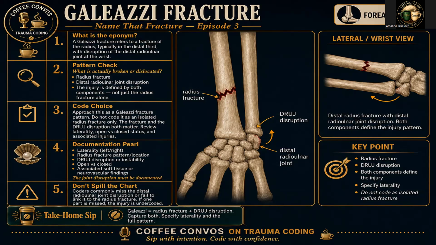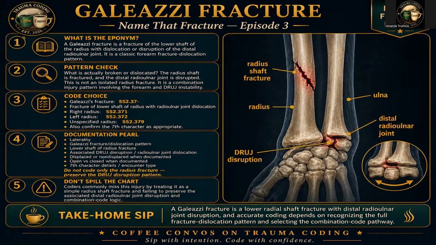And that is important because as we start to look at that fracture pattern, we understand it is going to impact our code choice. When we start asking, is this an isolated, a combination code, or a fracture plus a separate associated injury, we can quickly determine through the teaching today that Galeazzi is another combination pattern injury. The radius fracture and the distal radioulnar joint disruption belong together as a single injury pattern. It is one complete injury pattern.